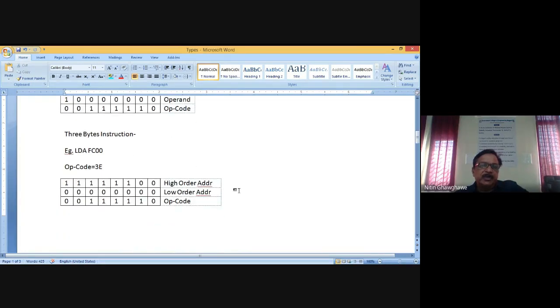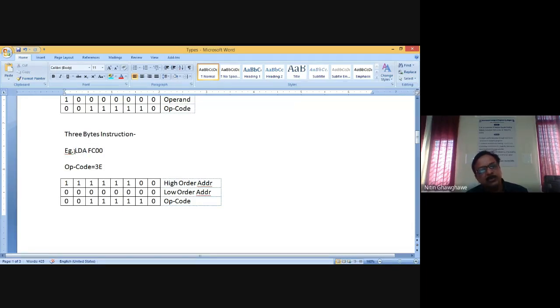Then coming to the 3-byte instruction, as the name indicates, this instruction will consist of 3 bytes. It will require 3 bytes to get stored. The first byte, as usual, will be the opcode. Here, what is the opcode? See, this is an example. Just a minute. LDA FC00 is the instruction.